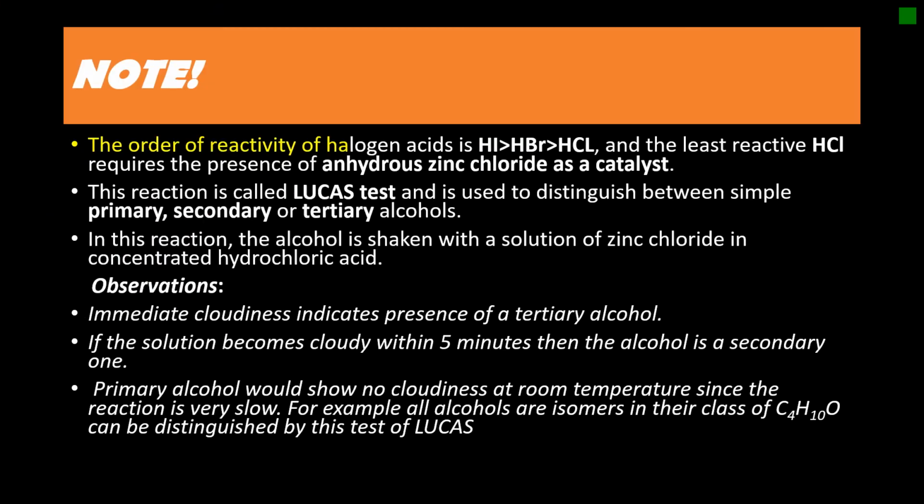Note, the order of reactivity of halogen acid is hydrogen iodide is more reactive than hydrogen bromide, more reactive than hydrogen chloride. And the least reactive, hydrogen chloride, requires the presence of anhydrous zinc chloride as a catalyst. That's why you saw in a previous example that for hydrogen chloride to react, you need to use a strong catalyst like anhydrous zinc chloride. This reaction is called the Lucas test, and it is used to distinguish between simple primary, secondary, or tertiary alcohols.